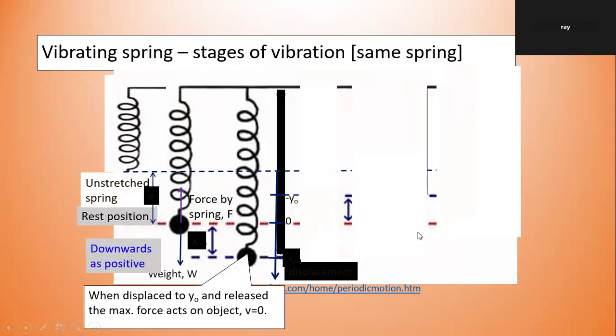Same thing, same diagram. We displace it downwards there, and it's going to move upwards. When displaced to y naught and released, remember there is a maximum resultant force acting at this point. But the velocity is 0. The resultant force is the one that gives it the velocity. So at maximum amplitude, velocity is 0.